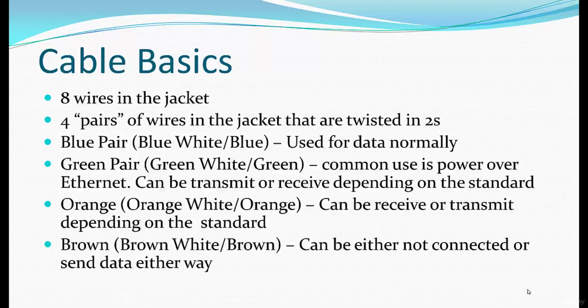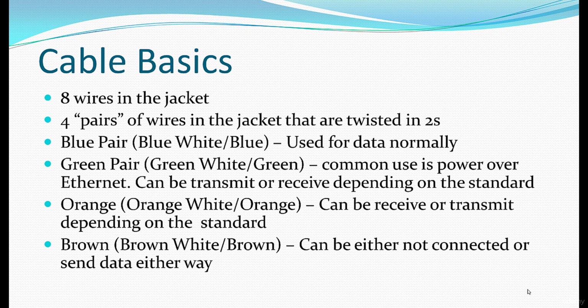Cabling basics. There are 8 wires in a jacket, 4 pairs of wires in the jacket that are twisted in a set of 2. The blue pair, which is blue, white, and blue, is used typically for data. The green pair, which is green, white, green, is commonly used for power over Ethernet. It can be used to transmit and receive depending on the standard.